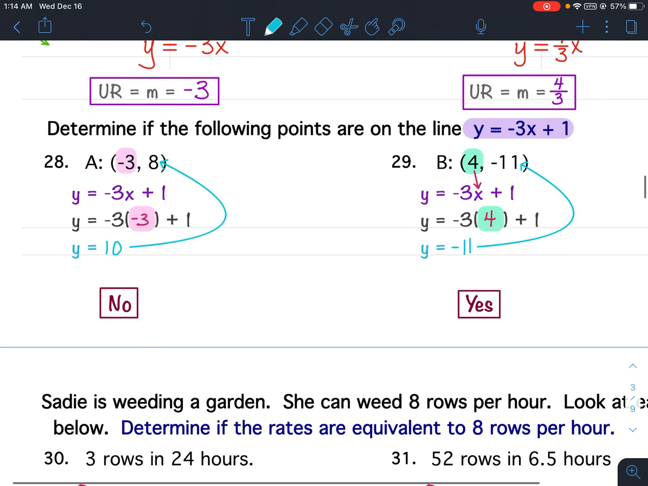So again, you plug this x value in. Remember, the x coordinate is your input. So you put the input in, you solve for y. If y is the same as the y in the given point, your answer is yes. If it's not the same, your answer is no.